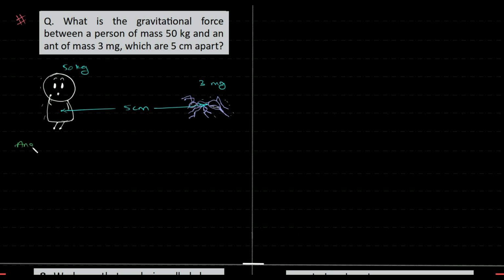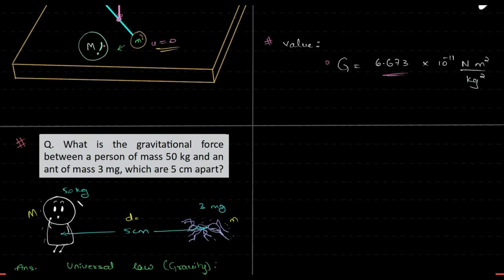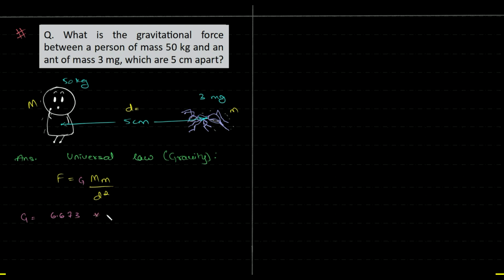To answer that, we'll make use of the universal law of gravity. Let me write it neatly. What does it tell? It tells that the force between two things, say in this case capital M and small m, at this particular distance, the gravitational pull between them is given by this particular formula. Here capital M is 50 kg, G is 6.673 into 10 to the power of minus 11 Newton meter square by kg square.